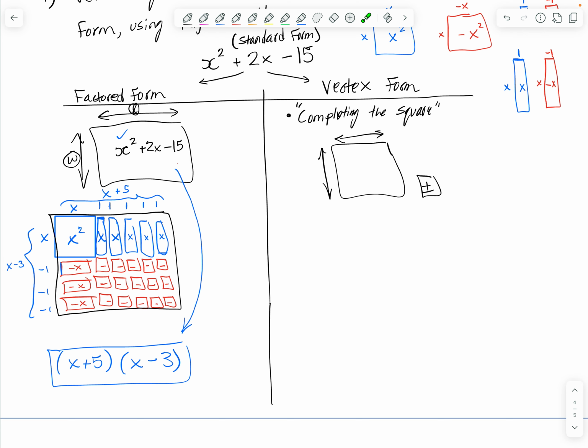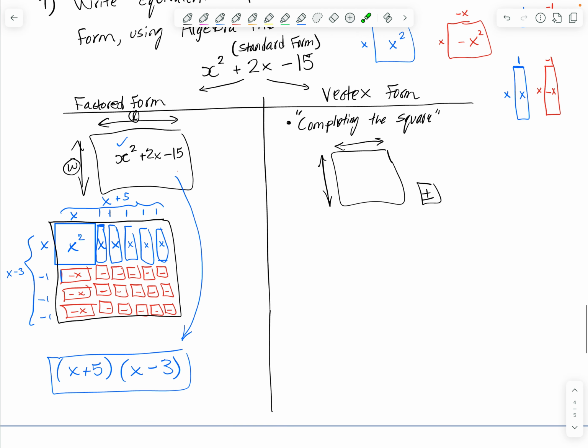It comes from this side length times this side length giving me an area of this right there. Okay, so it checks out. All right, so that is factored form. Let's see how to go from the same expression into vertex form.